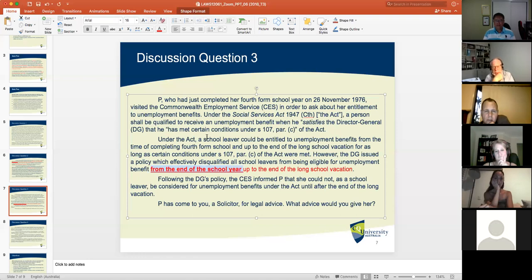That's right. So what exactly is the legal issue here? Is it that the policy is actually contrary to the main act? That's right. So the legal issue is, does the executive have the power to pass regulations that are contrary to the main act or the primary legislation?